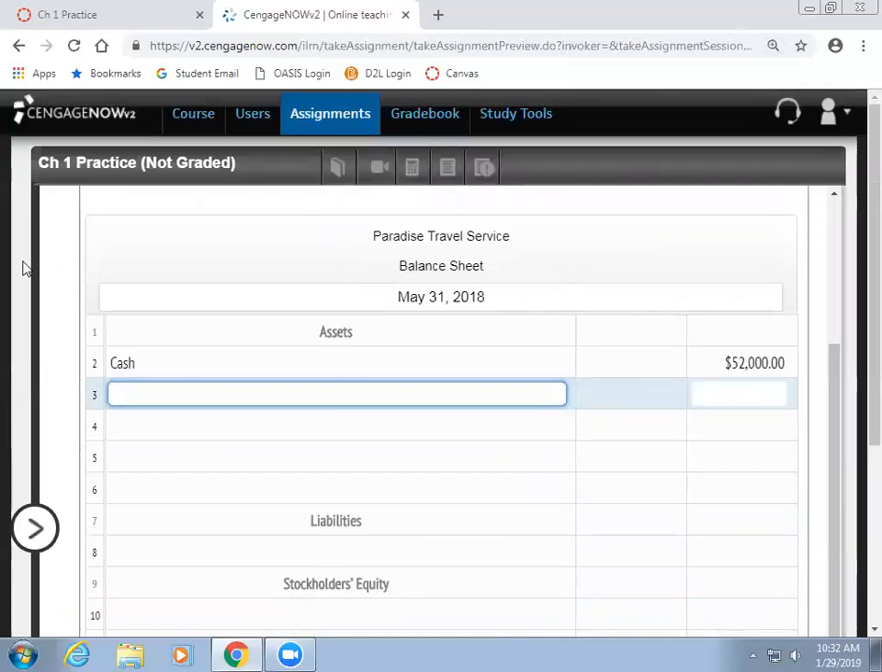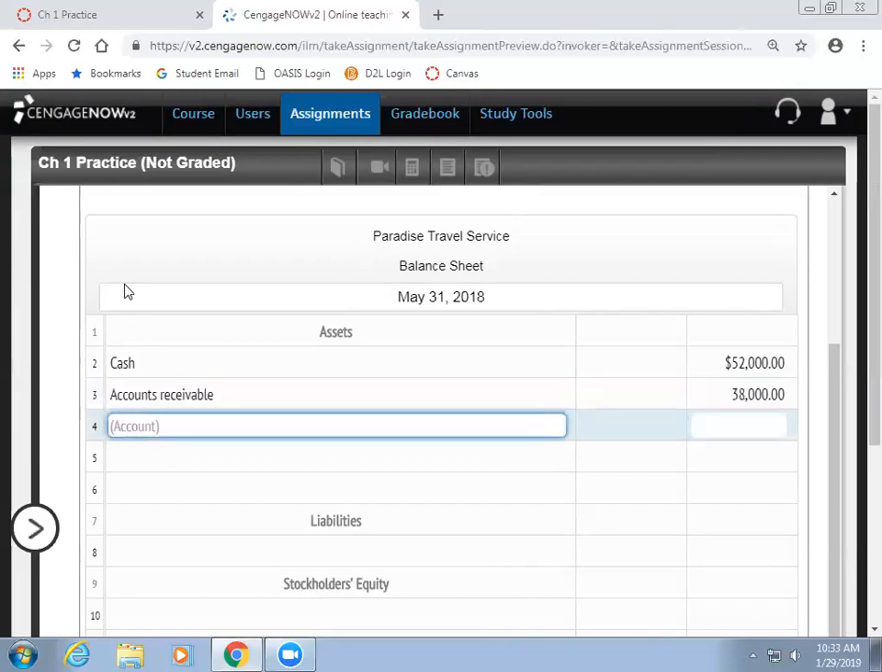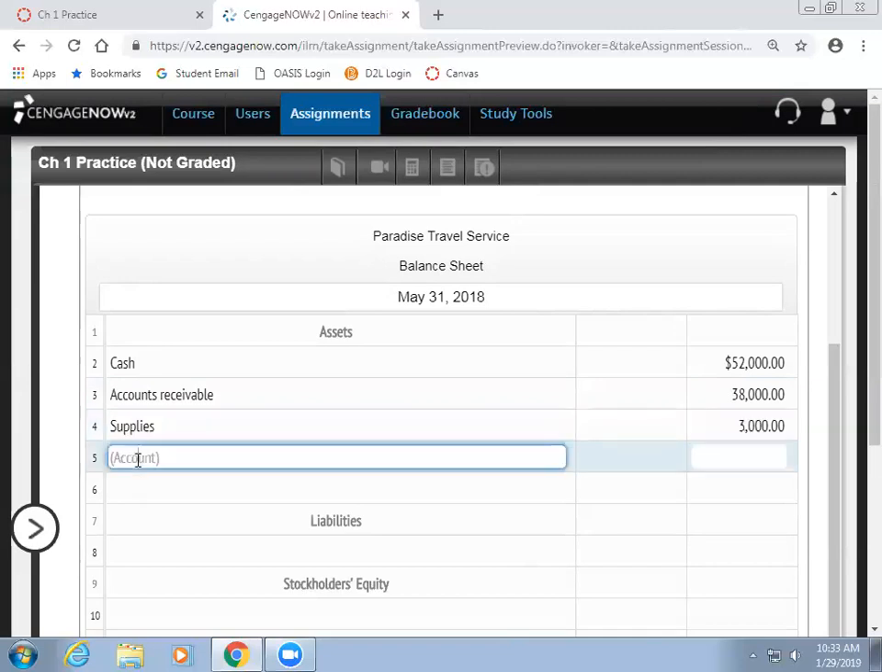Okay. And then we go with accounts receivable, which is usually your second listed there, which is 38,000. So on line 3, accounts receivable of 38,000. And then our next account in this case is supplies. Supplies, which would be 3,000.